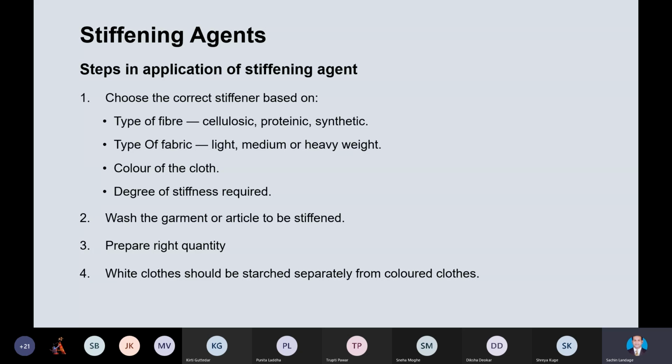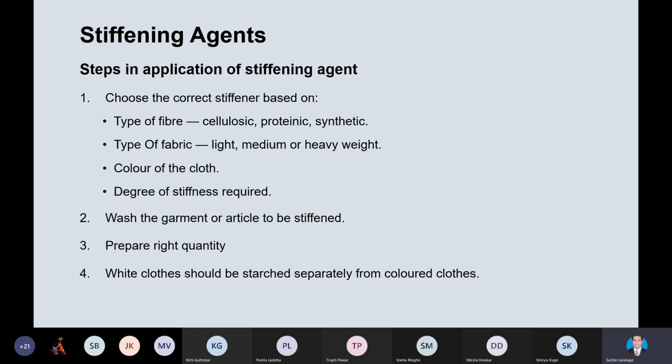Next, the color of the fabric or cloth, means garment. If it is a dark color, then we will not prefer starch and such things, because they will give stains and white patches if you do not apply them properly. In that case, we prefer to use the gums and the glues in a dark color. And next important is the degree of stiffness required, means how much stiffness we want. Based on this, we have to decide. Suppose you need light stiffness, then you have to use a lesser quantity.